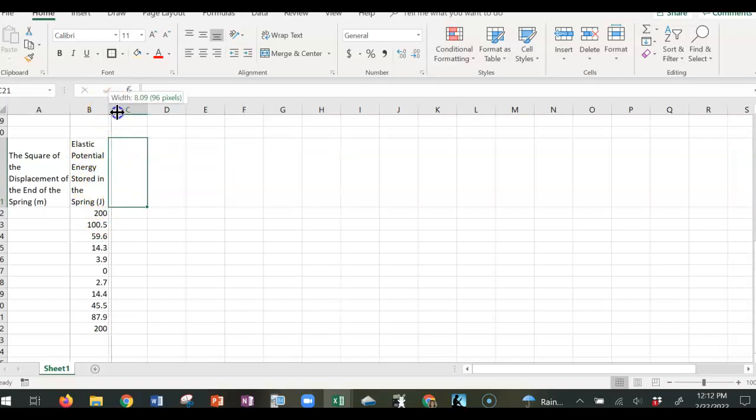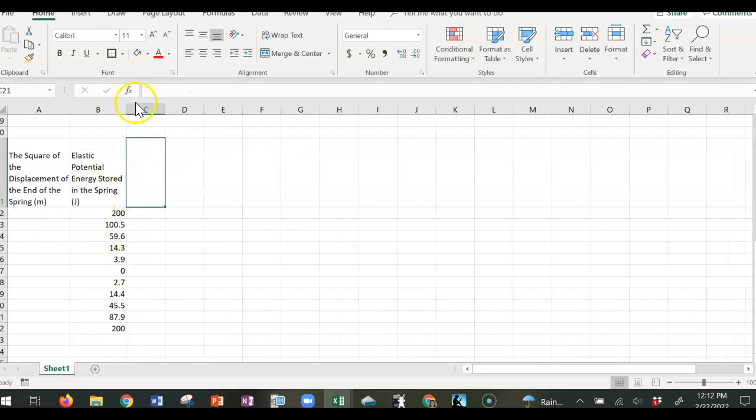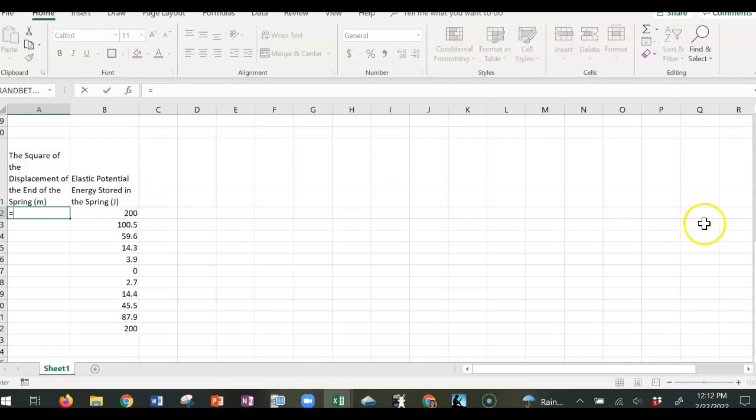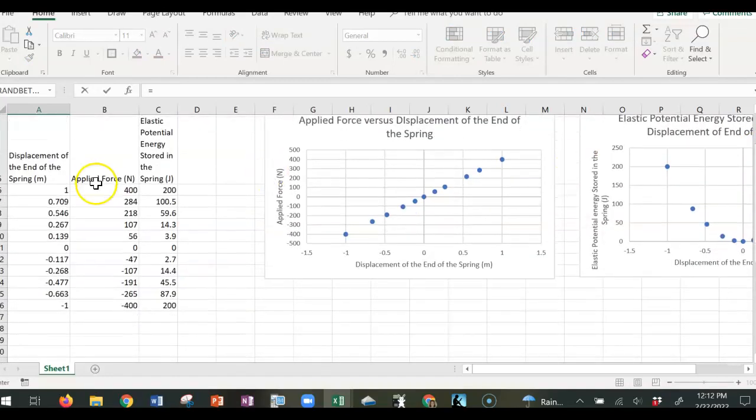Now, you could calculate the square yourself, but I'm going to show you how to put in a formula in Excel. Since it's a formula where we want Excel to calculate something, you have to begin with an equal sign. So I put an equal sign, and then I scroll up until I see the table above, and I'm going to click in the cell for the first value of displacement. Now my formula is working here.